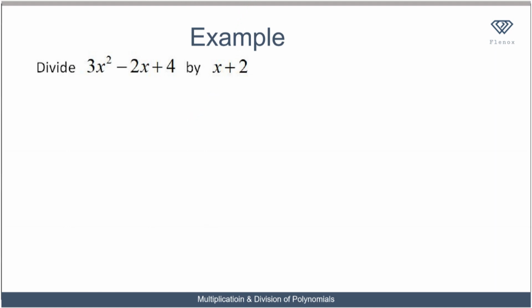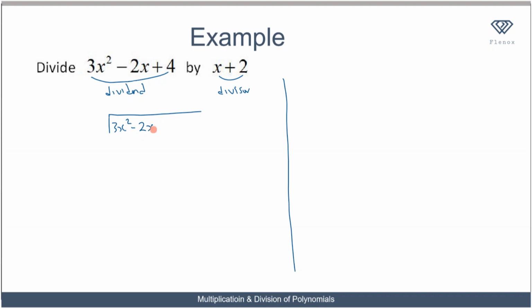So now in this case, we're told to divide this by this. So again, this is our dividend, and this is our divisor. We'll write it out like this, like we've always been doing, and we'll write the dividend inside, 3x squared minus 2x plus 4, and we'll write the divisor outside, x plus 2.